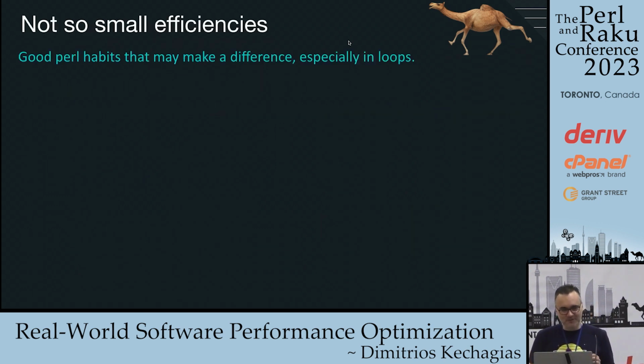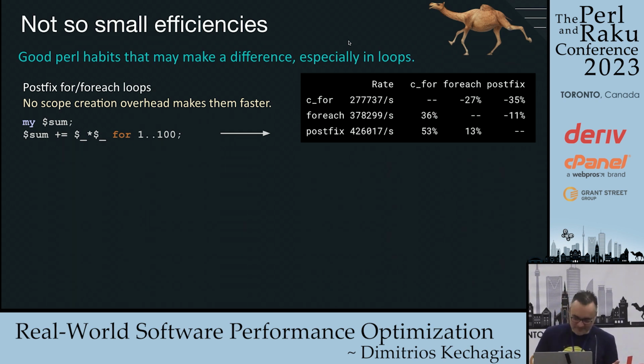Since I said there can be deep loops, there are a few things that are normally small efficiencies that I will mention, that I've seen inside deep loops, or like creating loops actually. If you use the postfix for loop, it's significantly faster, enough that for non-trivial work, like calculating squares, it's faster than either the C style for or the foreach style for. So you should always prefer it because it does not have to create a new scope.